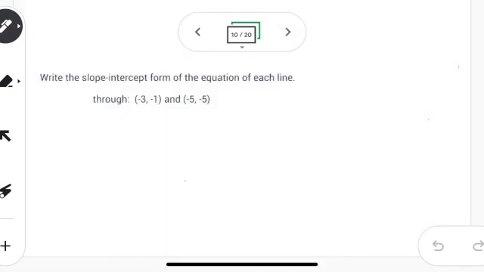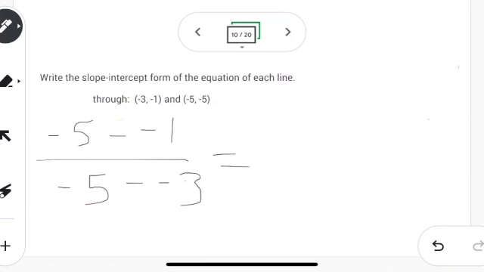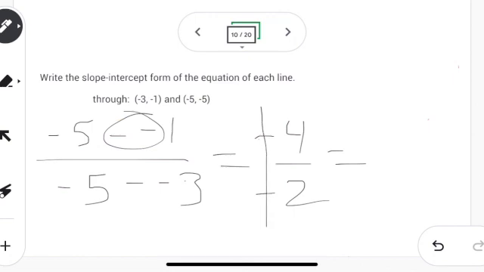So this one's going to be a little more challenging because they didn't give us the y-intercept. So again, what we need to do is first find the slope. So I would do negative 5 minus negative 1 over negative 5 minus negative 3. And so negative 5, remember that would be plus, so it's like negative 5 plus 1, which is negative 4. And negative 5 plus 3, which is negative 2. And then I would always simplify this as much as you can. The two negatives make positive, and then 4 over 2 is just 2. So we know our slope is 2.